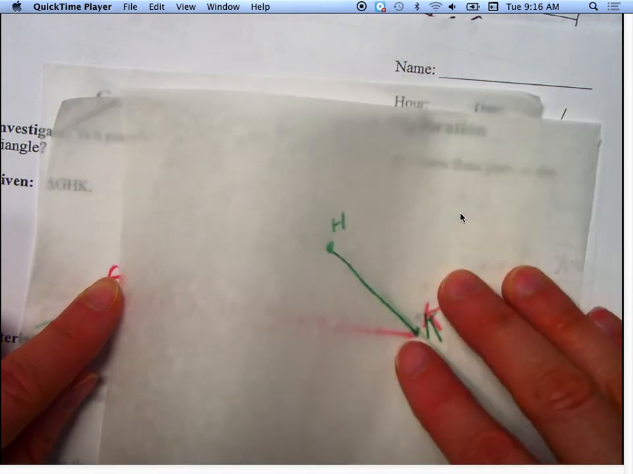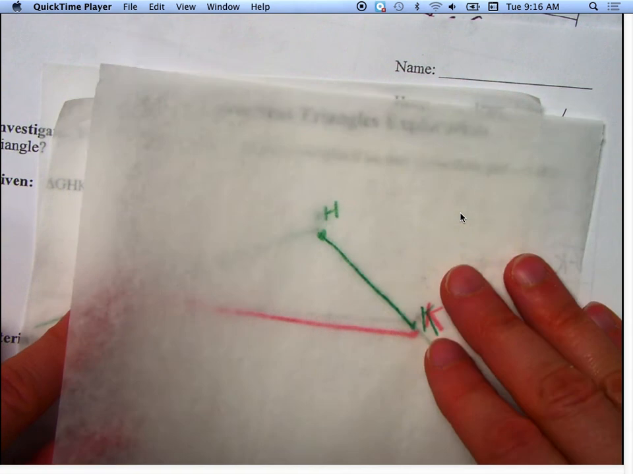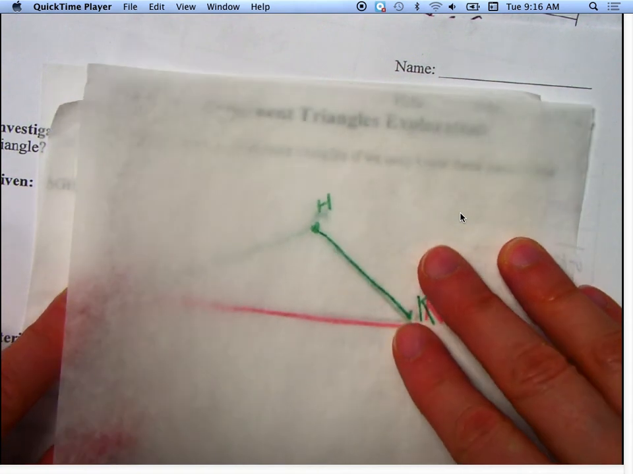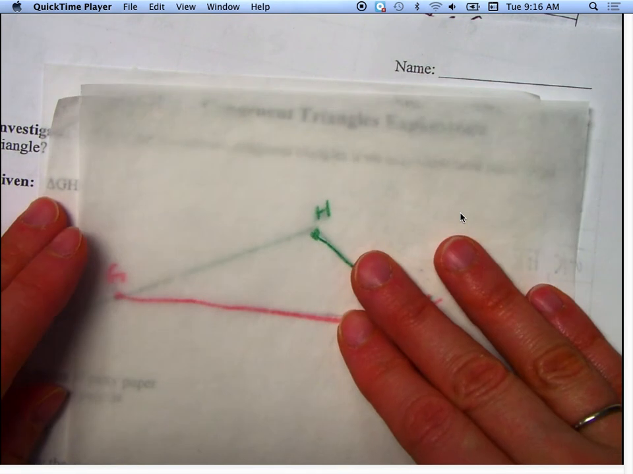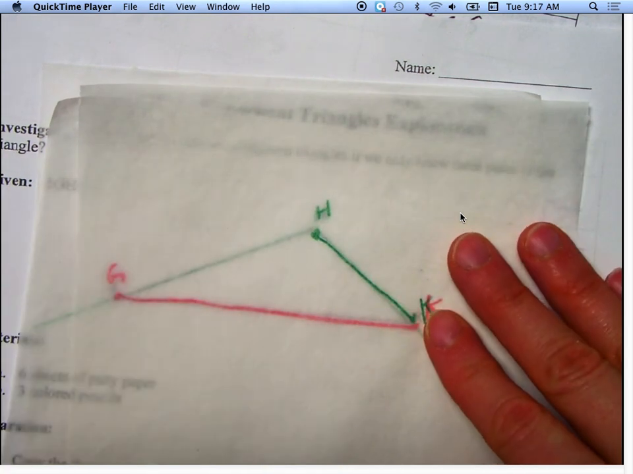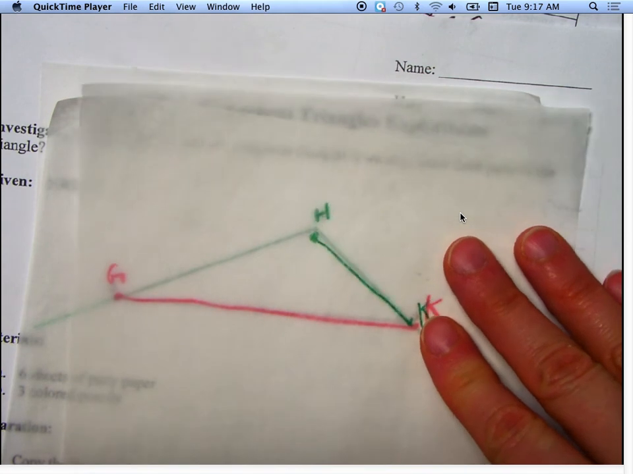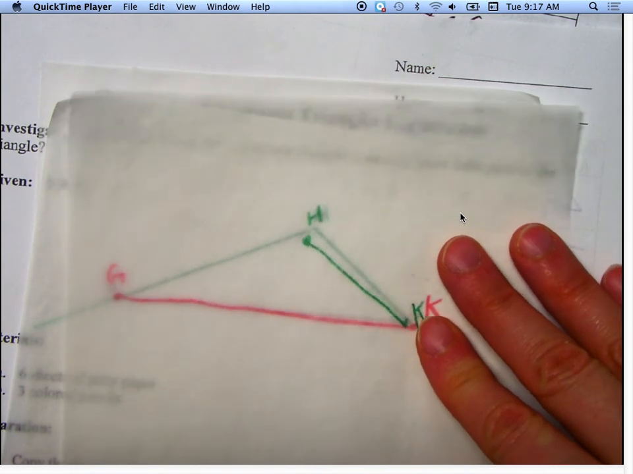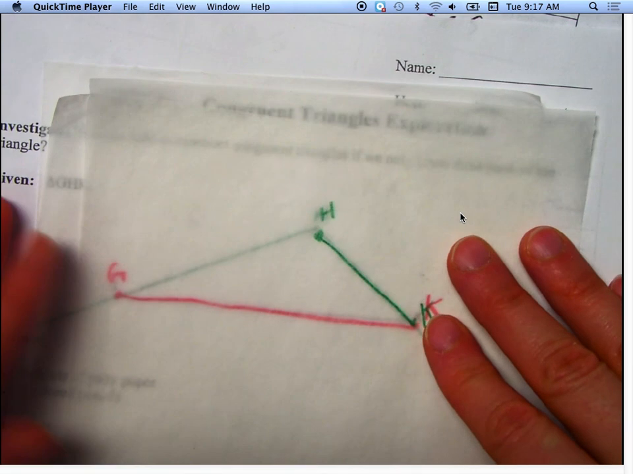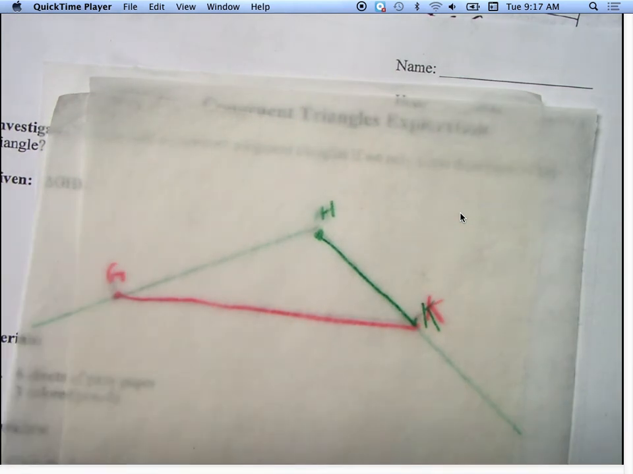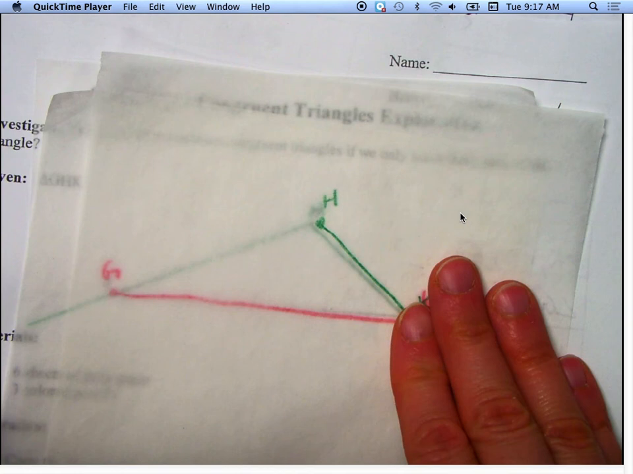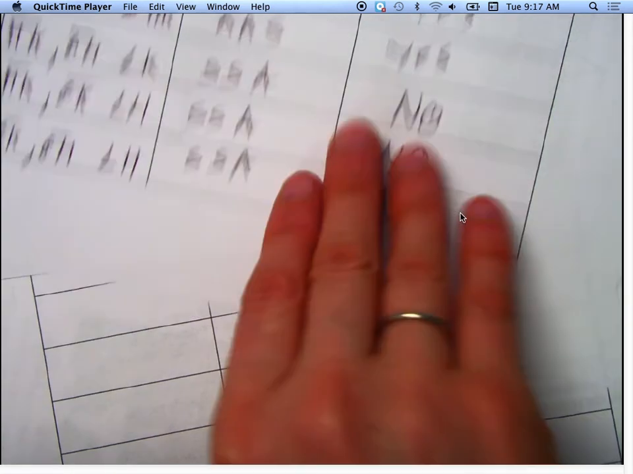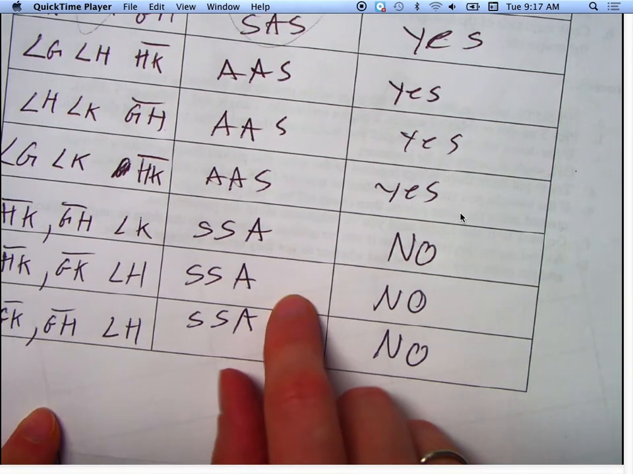I put this down. Now I can move my HK along my angle, along K right here. I can open this up and move it around. I can move this. So it's not like with angle, angle, angle where I can make many more, but I can make more than 1 here, guys. So side, side, angle is not a unique triangle.